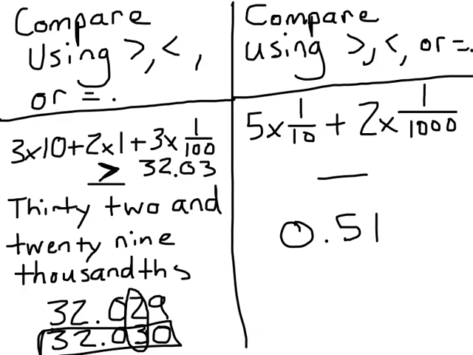Now you try one. What's greater? 5 times 1/10 plus 2 times 1 over 1,000 or 51 hundredths? Well, the first number is 502 thousandths. 51 hundredths is greater because 1 in the hundredths place is greater than 0 in the hundredths place.